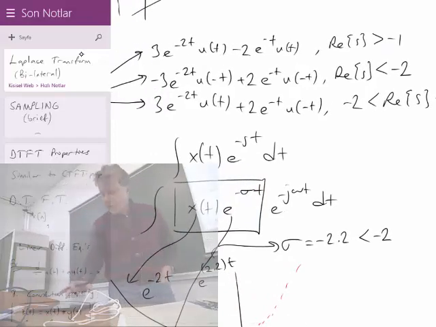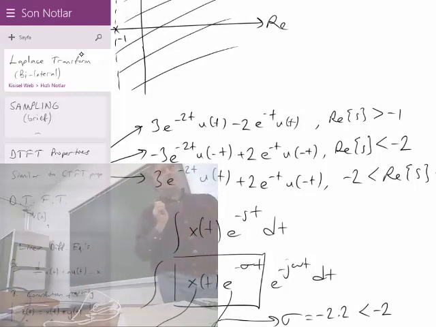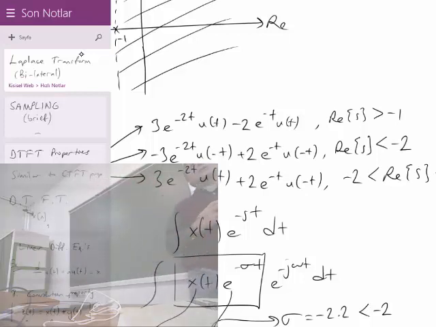When you observe this signal, it's not a very good signal either, because this portion is still left-hand sided, and it is growing to the left. E to the minus t is growing towards left. So how can we multiply both of the signals with such an exponential that the combination still converges?